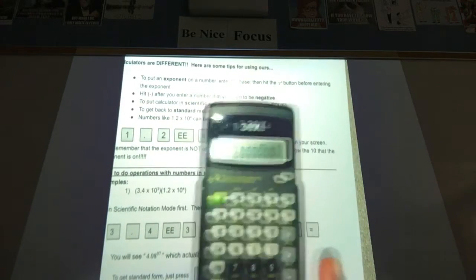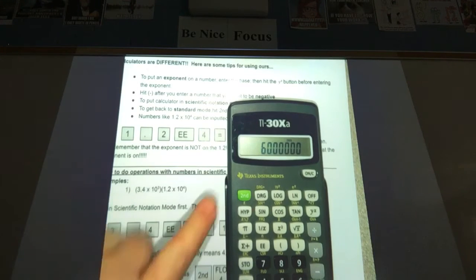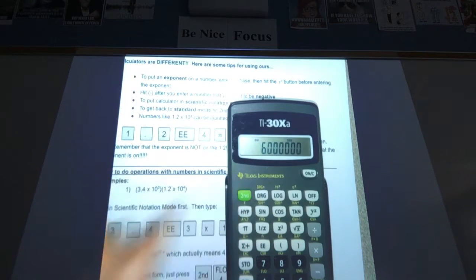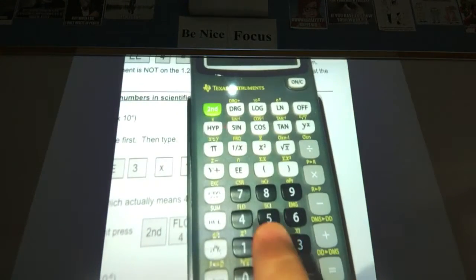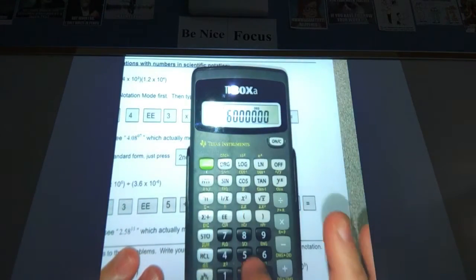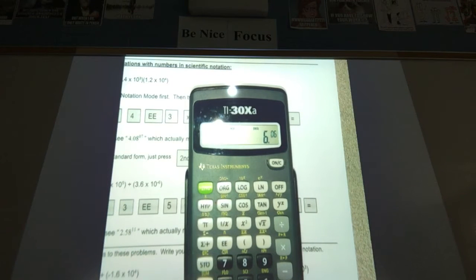If I wanted to see what that looks like in scientific notation, I have to hit the green second button, I think it's green, some people think it's yellow, and then look right above the 5. See where it says SCI right above the 5? Okay, that puts your calculator in scientific notation. So when you press that button after you've hit the second, it looks like this.